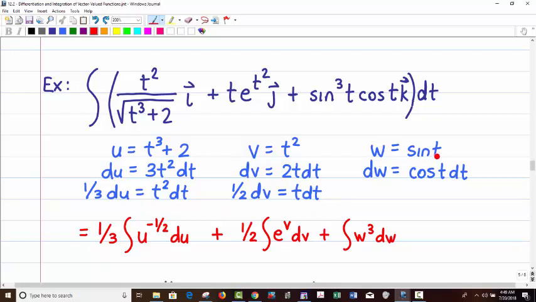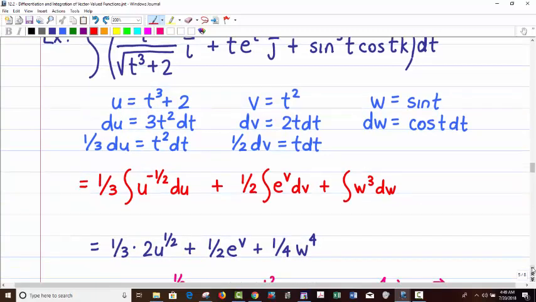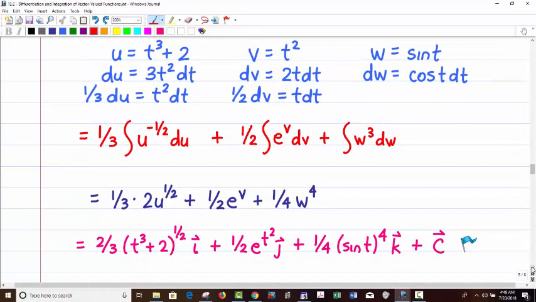Now for this one, you let w be sine of t. dw is cosine of t dt, so then there's no adjustments to make for this one, like there was for the first two. So for this one, it's just straight up integral of w cubed. Let's come down here and see what happens.